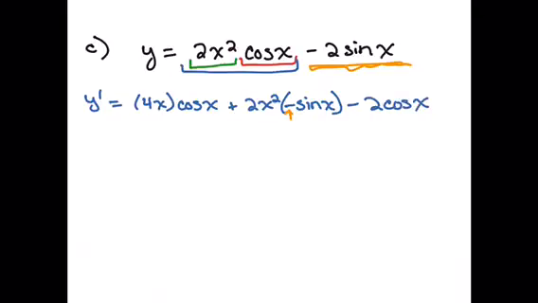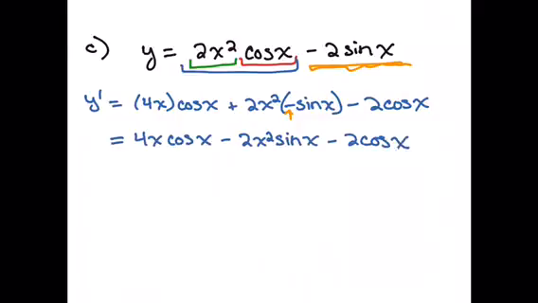So now let's clean this up a bit, and we get 4x cosine x minus 2x squared times sine x minus 2 cosine x. And I don't have any like terms to combine, so that's my final answer.